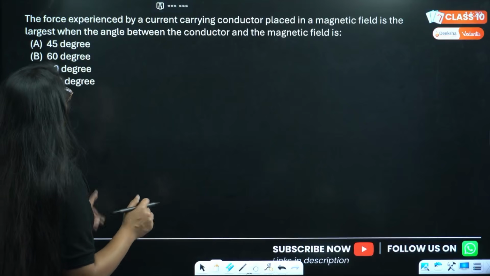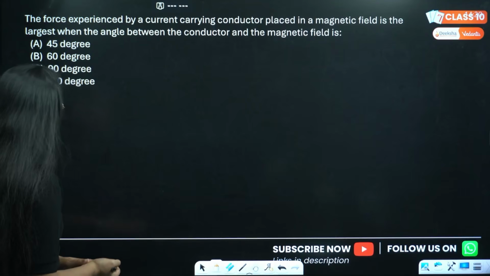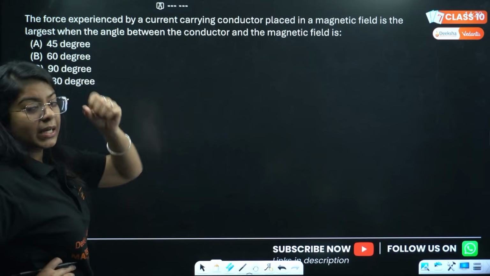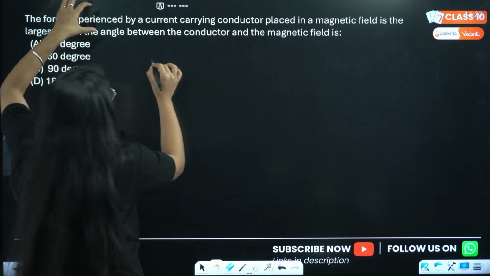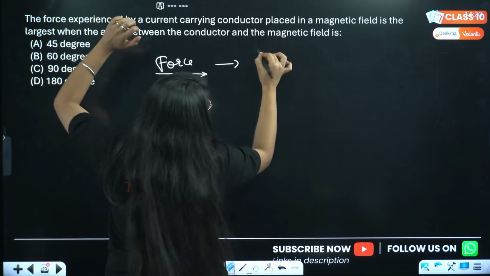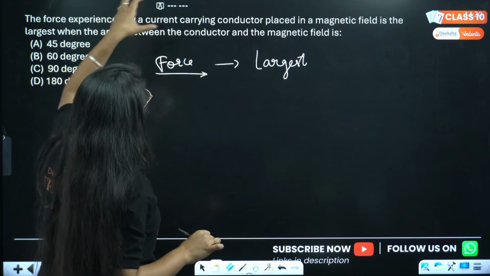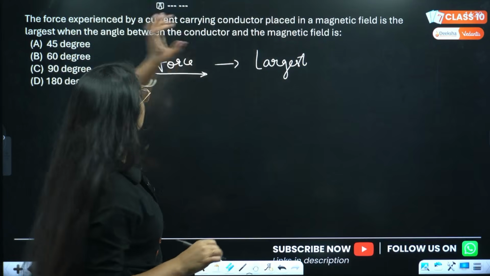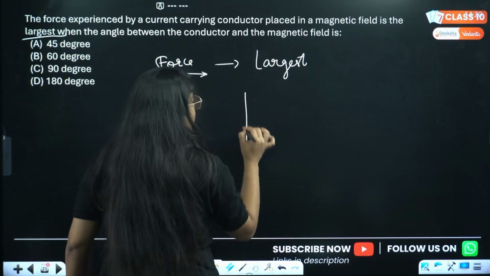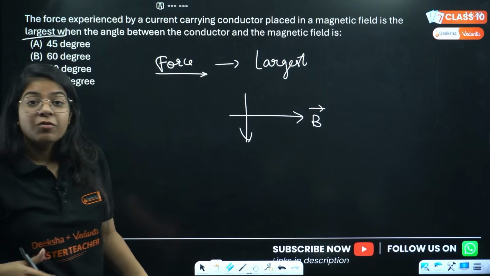We have a force experienced by a current carrying conductor placed in a magnetic field is largest when the angle between the conductor and magnetic field is. So first we have to find the force. We are given that force is largest, right? See, this is the conductor and this is the magnetic field. When will the force be largest?